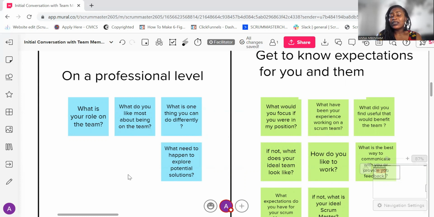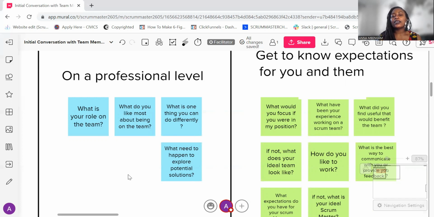What is one thing that you would like to do differently on this team? That's where you start getting their perspective on the potential changes they're looking for that the team is not currently doing, and that they believe would benefit the team. And I always ask their opinion. I always follow up and say, okay, with what you just shared, do you have a potential solution on how we can get to wherever your ideal state is?